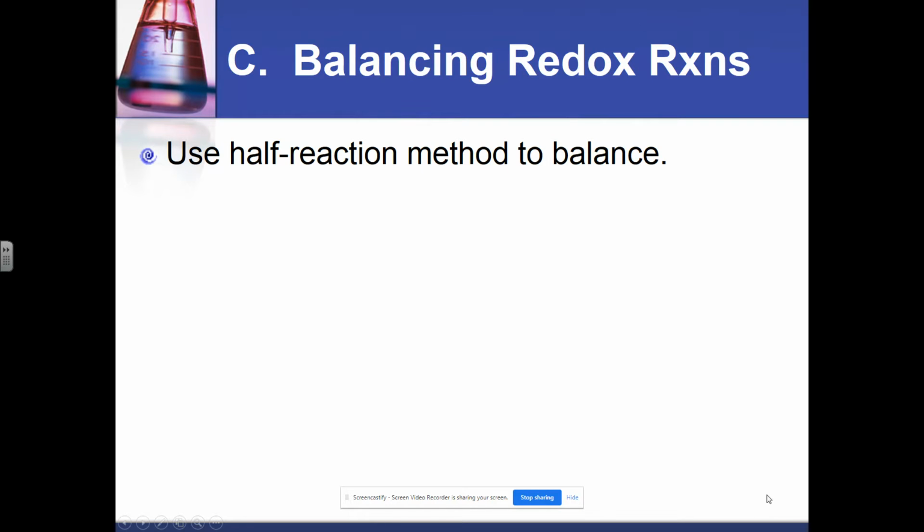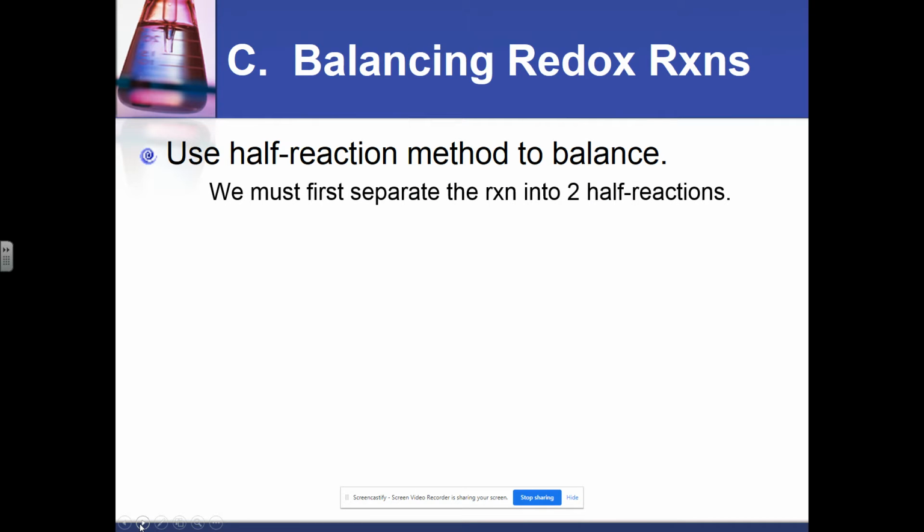So in this lesson, we're going to look at how to balance a redox reaction. And the easiest way, in my opinion, to balance redox reactions is by using the half reaction method. Now, what you want to do first is separate the redox reaction into separate half reactions.